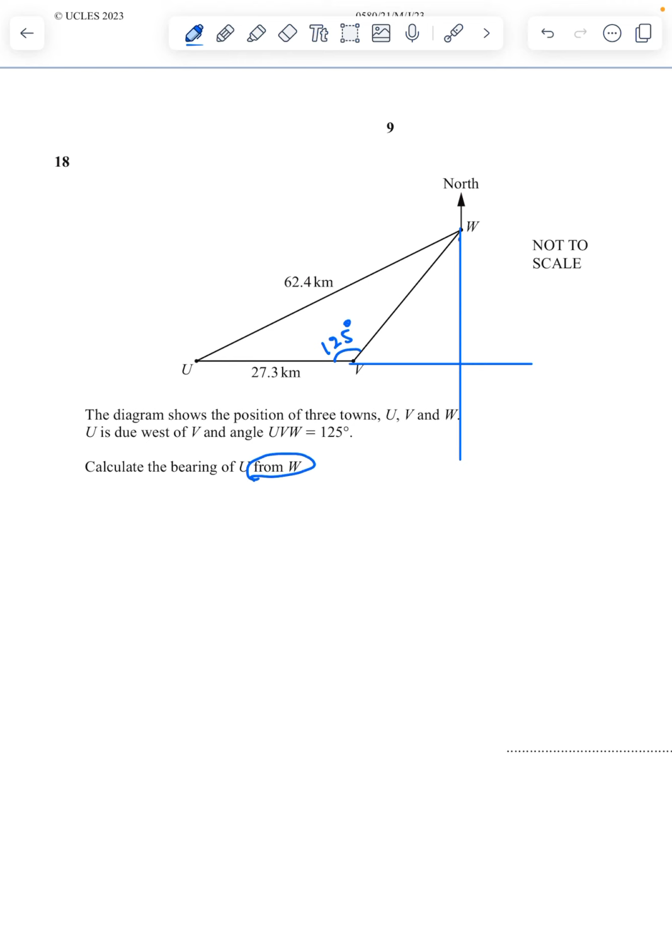U from W. So this is W. So from here until U, we have to calculate the whole thing. So for now, it's easy for us. We can use the sine rule and calculate this angle UWV, and then let's see what we need to do further. So first for UWV, I'm going to use the sine rule.